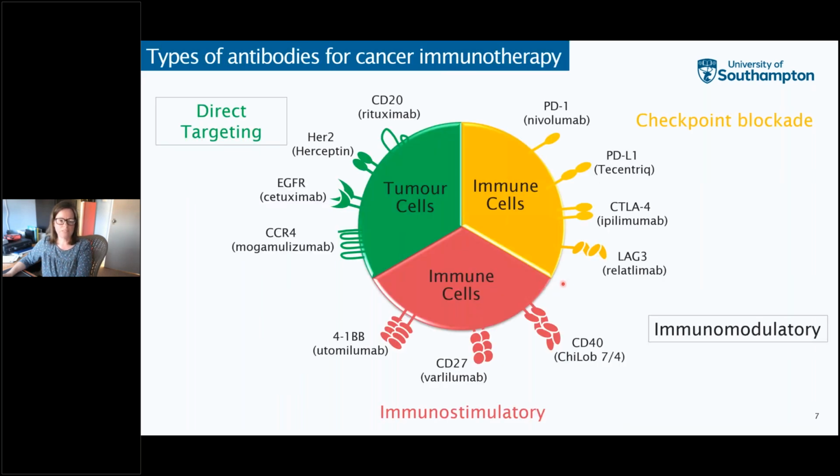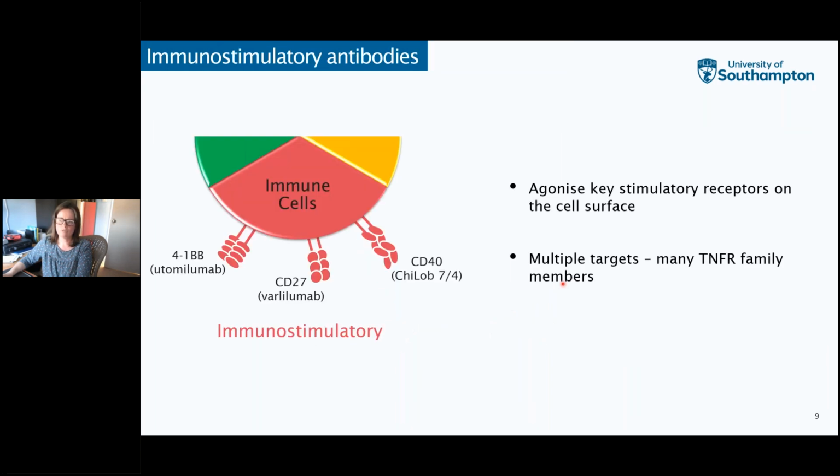The work I'm presenting today is going to be mainly focused on the immunostimulatory antibodies. These are the ones that act as an agonist. That is, they can bind to receptors and activate them in the same way that the receptor's endogenous ligand would. There are multiple targets that could be used for possible therapeutic antibodies. Many are from the family of receptors known as the tumour necrosis factor receptors, or TNFRs.